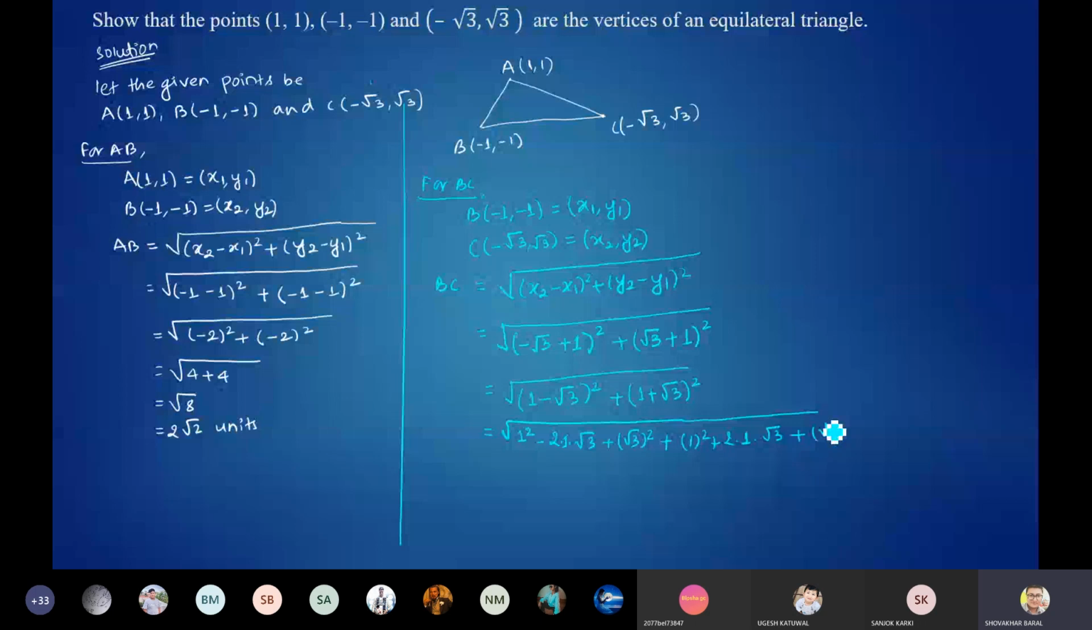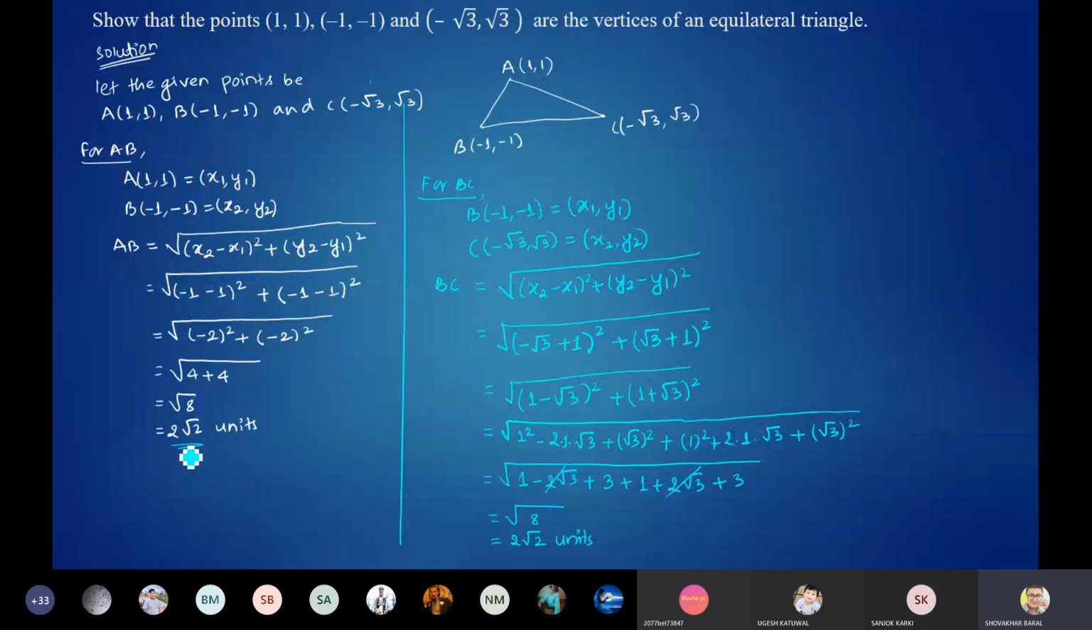Okay, so let's simplify it further. It will be 1 minus 2 root 3 plus root 3 square is 3, plus 1 square is 1, plus 2 root 3 plus 3. Okay, plus 2 root 3 and minus 2 root 3 will be cancelled. So 1 plus 3 is 4, 4 plus 1 is 5, 5 plus 3 is 8. Again, it is 2 root 2 units. Okay, we got the value 2 root 2 units again.